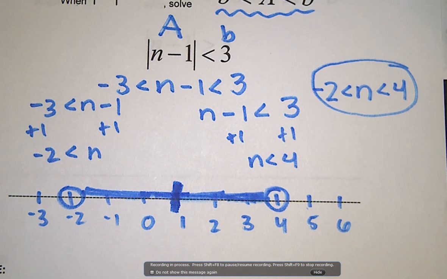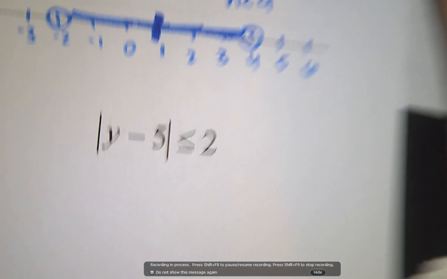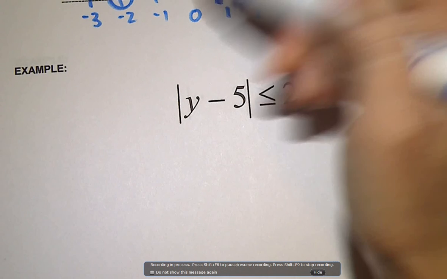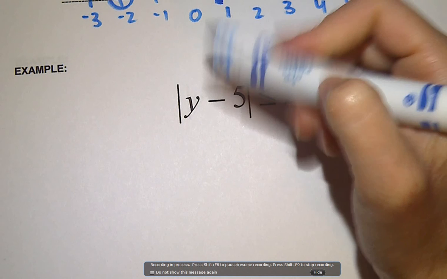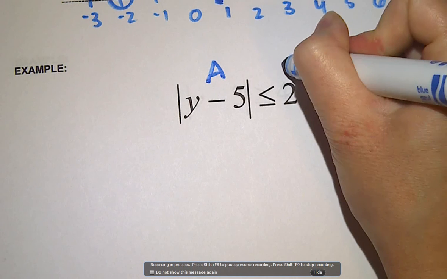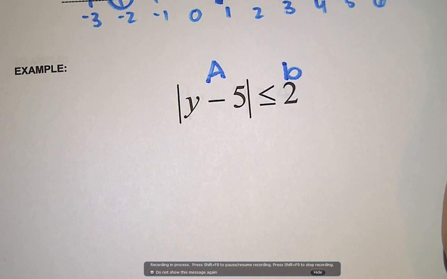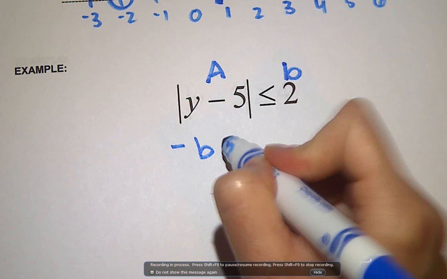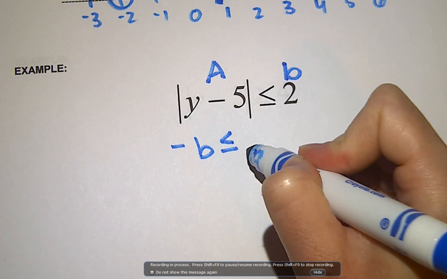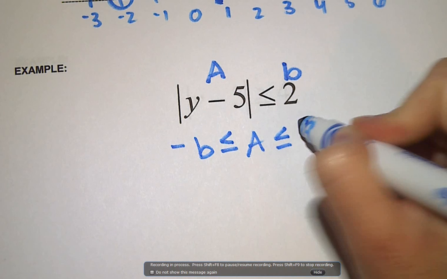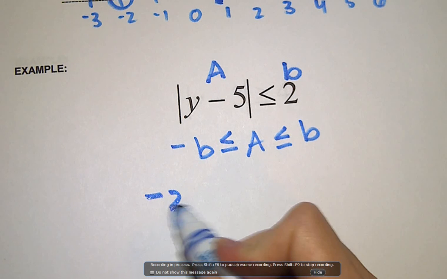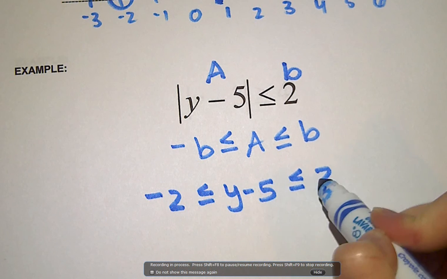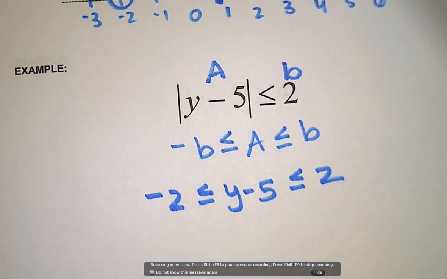Okay, so let's look at another less than, and this is going to be a less than or equal to. So again, I'm going to use my rule from above that you should have written down on your sheet of paper. This is going to be my A, this is going to be my B, and so I'm going to solve -B is less than or equal to A, which is less than or equal to B. So I've got -2 is less than or equal to y minus 5, which is less than or equal to 2. I'm just plugging things in. And then I'm going to go ahead and solve this.